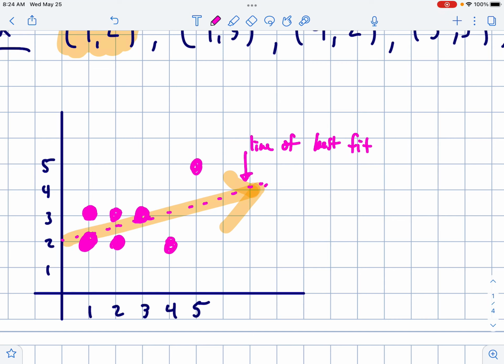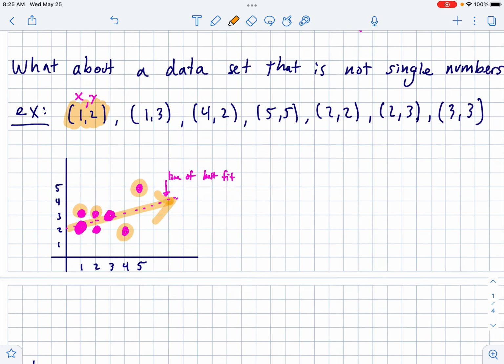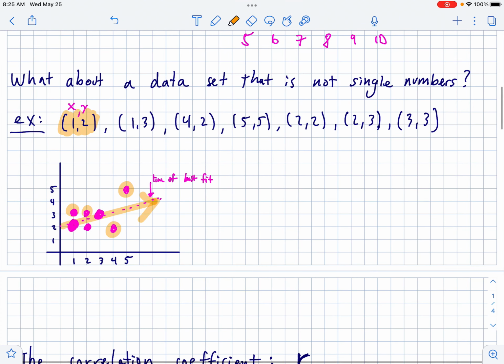But notice that a lot of those points don't fit perfectly on the line. It really only goes through a couple of them. This one and this one are kind of on the line, but this one's way far off the line, this one's off, this one's this off. So correlation is basically this measure of how tightly a data set fits to a line.